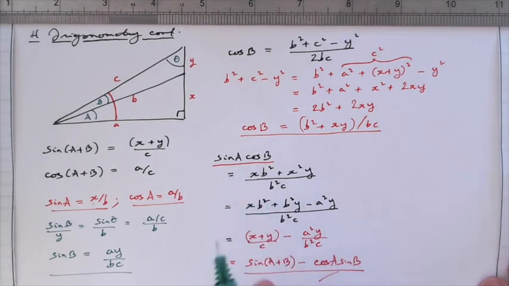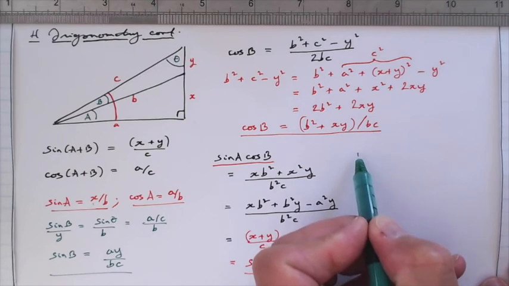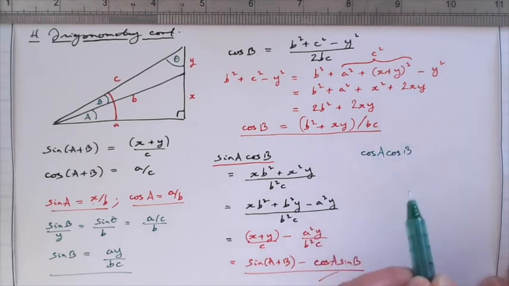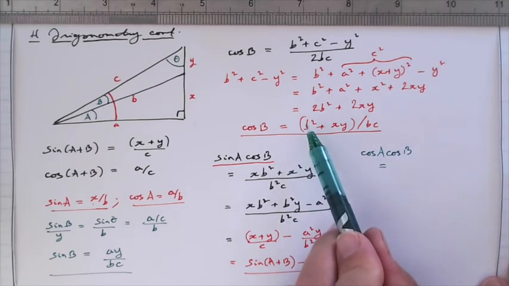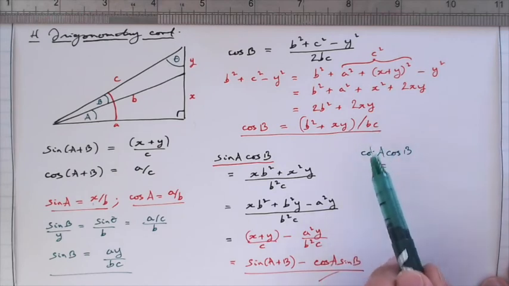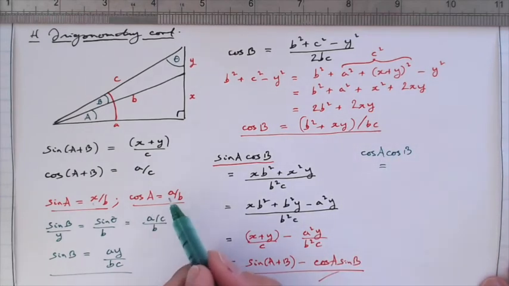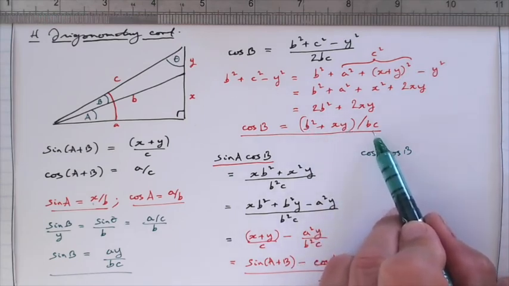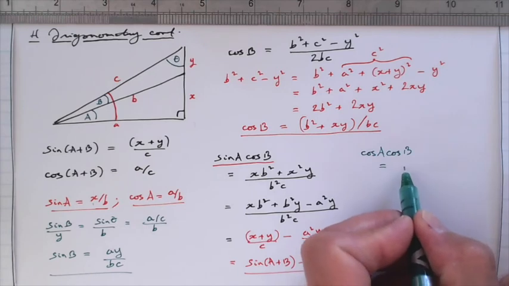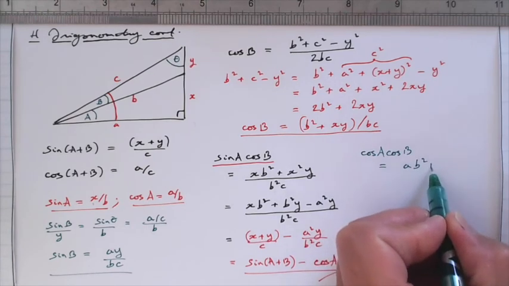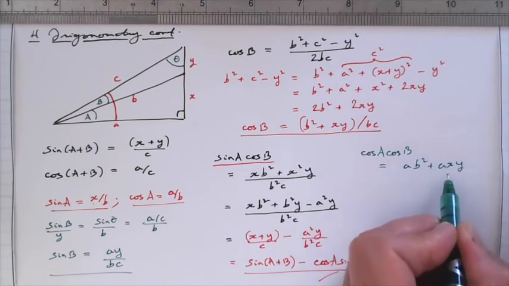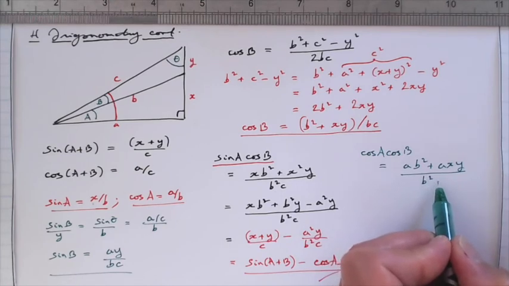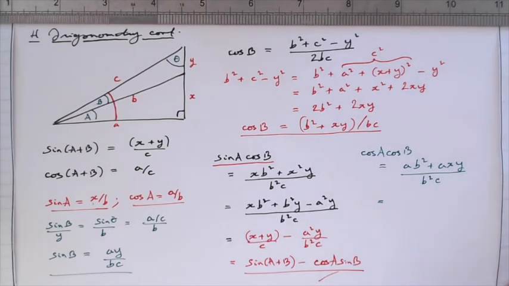And the reason I'm trying to be very precious with my space here is I want to look at the other one. So let's look at cosine A cosine B. So now I'm going to take my hard-won cosine B expression and multiply it by cosine of A. Cosine of A is a over c... sorry, a over b. So I'm going to have little a multiplying the top divided by little b multiplying the bottom. So that's going to give me ab squared plus axy divided by, and then little b times the bottom, b squared c.